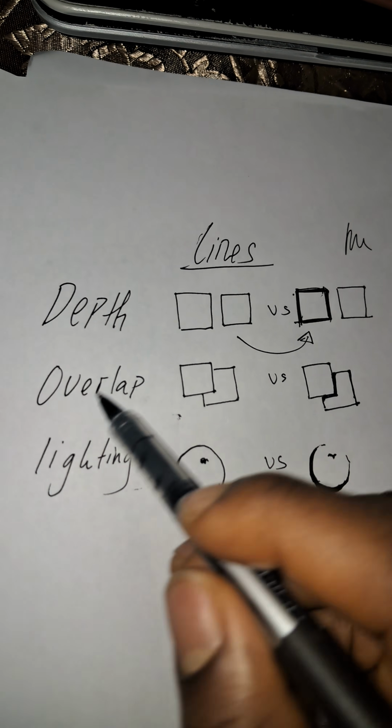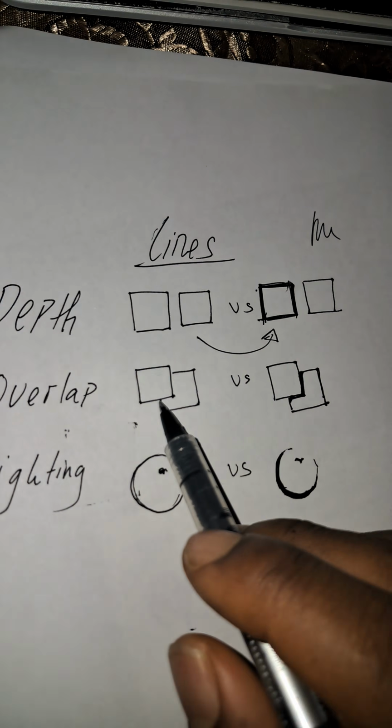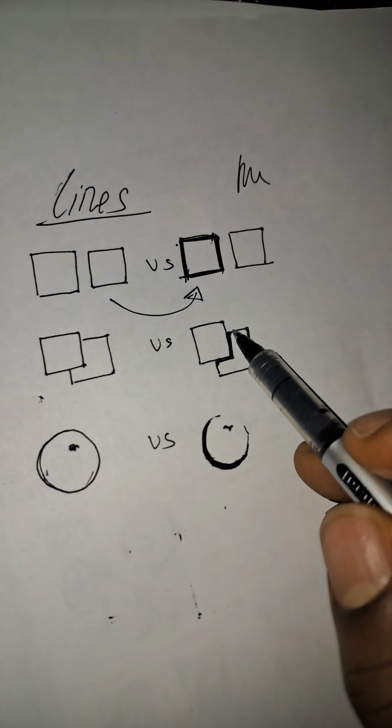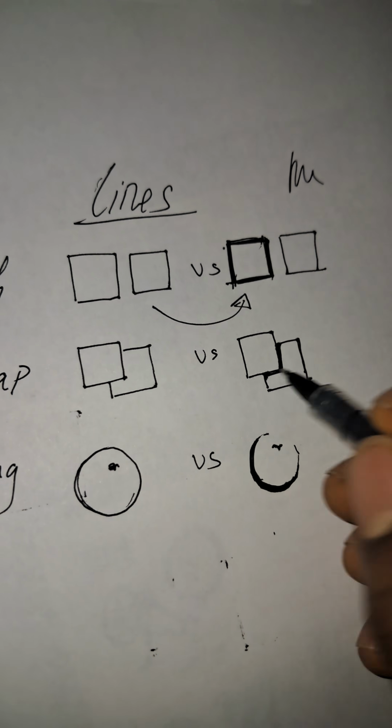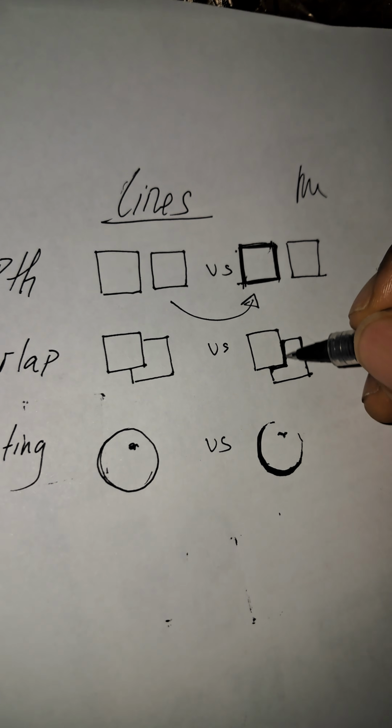The other way you can use it is to emphasize overlap. If you see this versus this, if you emphasize the point of contact between two objects when they overlap by increasing the line thickness, you get something called a T overlap basically, but you can emphasize the T overlap by increasing the thickness of where two lines meet.